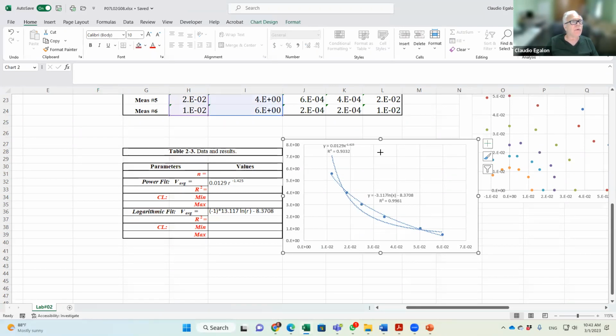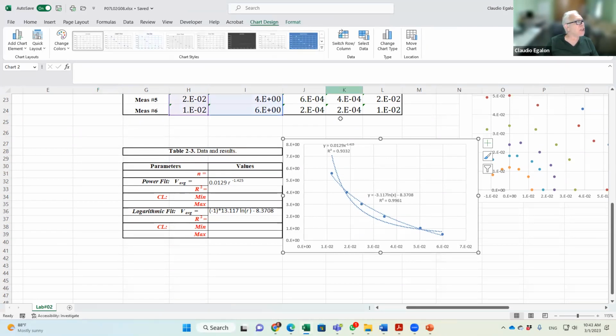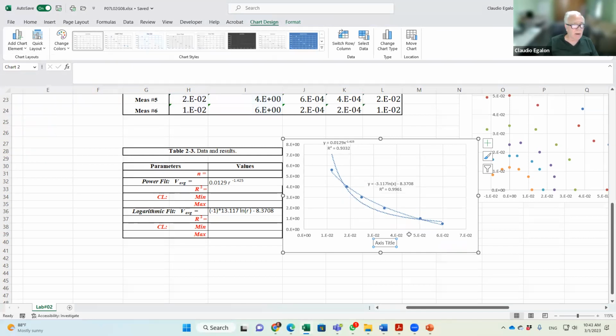Don't forget, we still have to put the labels there: chart design, add chart element, axis title, primary horizontal. Primary horizontal is R. And then you put between parentheses meter.